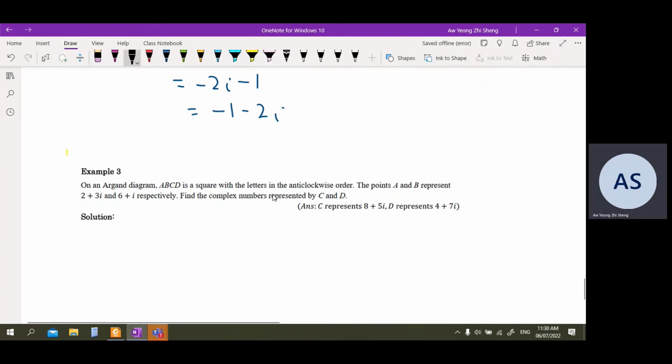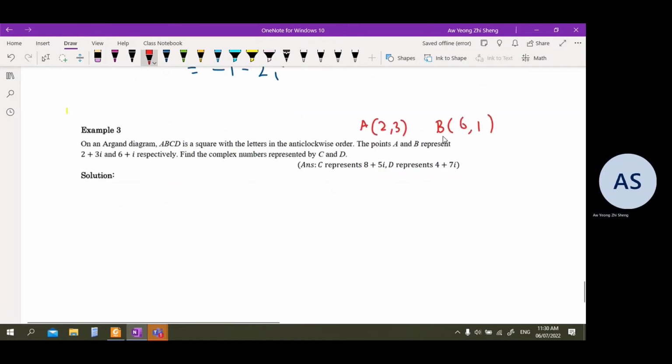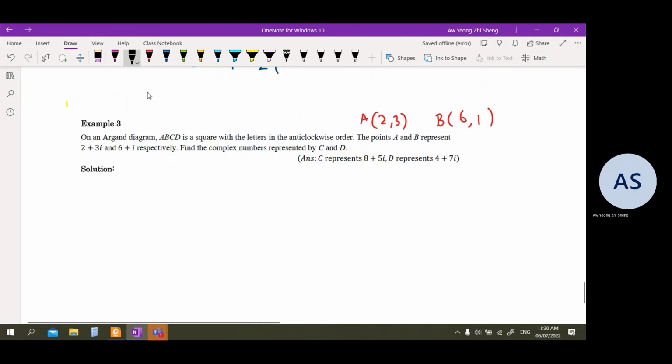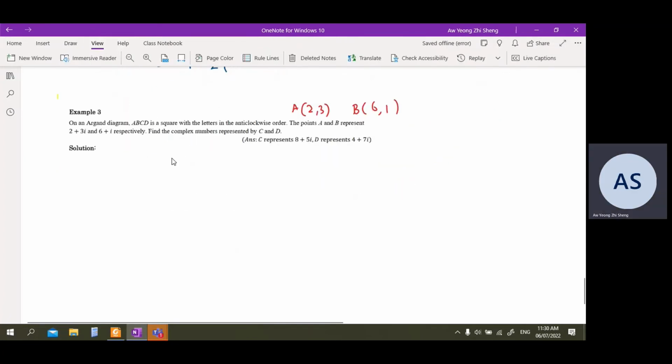Okay, ABCD is a square with the letters in anti-clockwise order. The points A and B represent 2 plus 3i and 6 plus i respectively. Okay, so point A would have coordinate 2, 3. Point B will have coordinate 6, 1. Okay, now let's draw out the Argand diagram. They don't really ask for a diagram, but it helps to have a diagram to visualize what's happening.